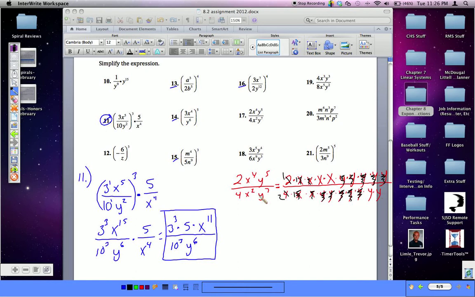So now I'm going to rewrite the top using exponents, and I'm going to rewrite the bottom using its exponents. Since there are no more exponents shared between the top and bottom, this is your final answer. And that was number 17. So make sure you transfer that answer up top.